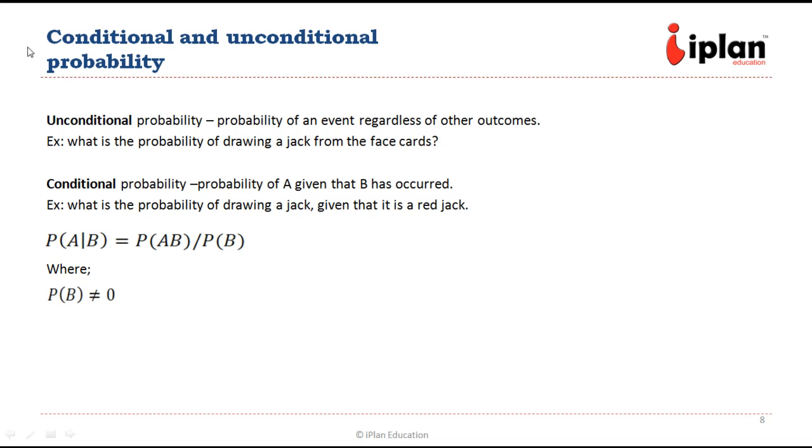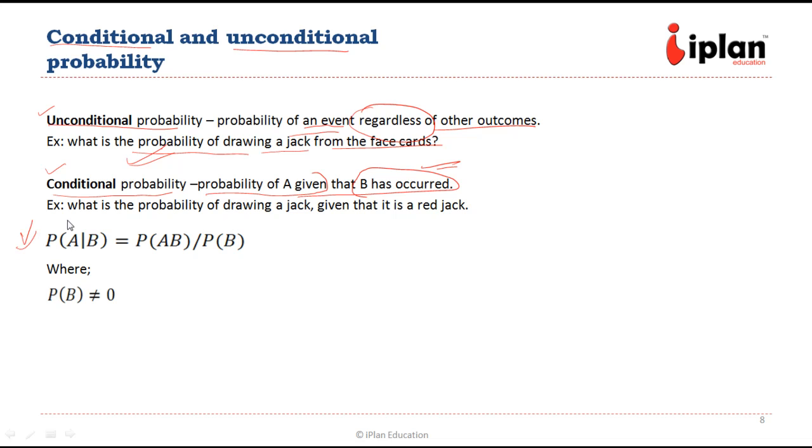Here we are discussing conditional and unconditional probability. First, let us take unconditional probability. It is the probability of an event regardless of the other outcomes. For example, what is the probability of drawing a jack from the face cards? So here the outcome is not dependent on any other event, so the probability is unconditional probability. Now let us look at the conditional probability. This is the probability of event A happening given B has already occurred.